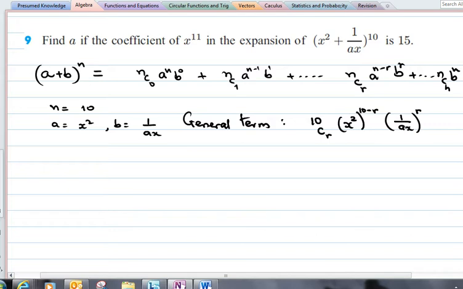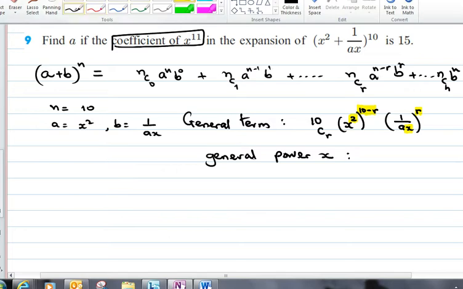So you notice that we've been asked to find the coefficient of x to the 11. So we are only interested first to find the term in x to the 11. So the most important thing is to find out what the general power of x looks like. So the power of x will be, there is an x in the numerator, and that will be x squared, that to the power of 10 minus r, and x to the power of -1, that to the power of r.